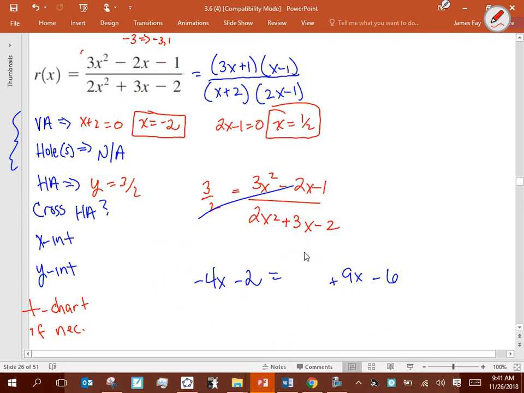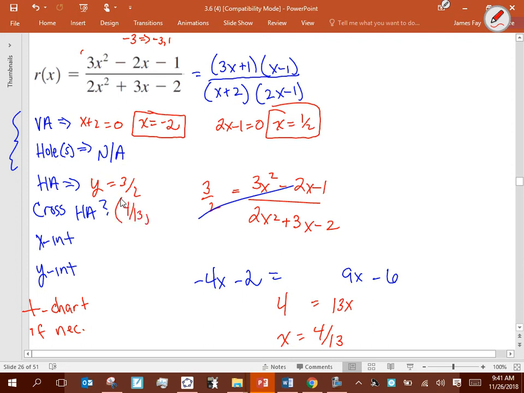All right. Now you're left with something that you can solve for x. When you're left with something you can solve for x, that means you're going to cross your asymptote. If I go ahead and add 4x, I get 13x over here. I'll add 6 to both sides and get 4. So now x equals 4/13. Does that make sense? Okay. So we do cross our horizontal asymptote at x equals 4/13.